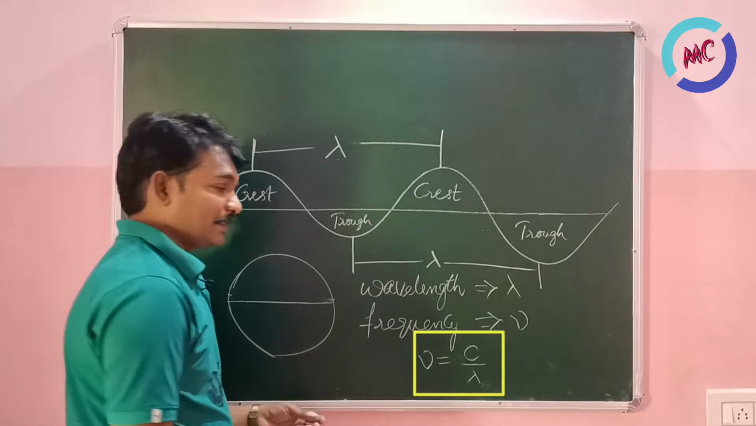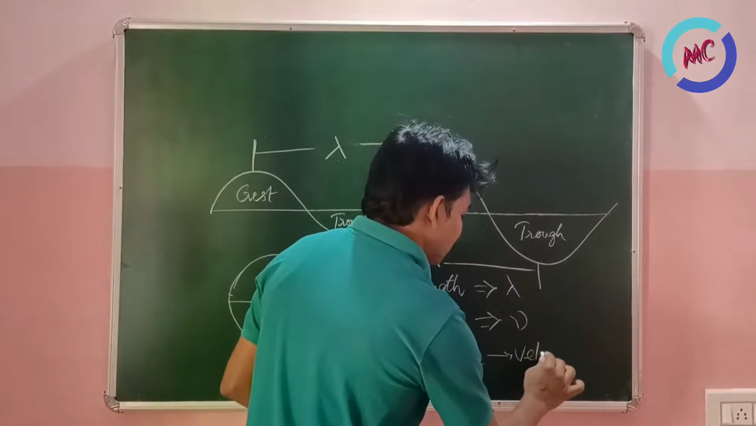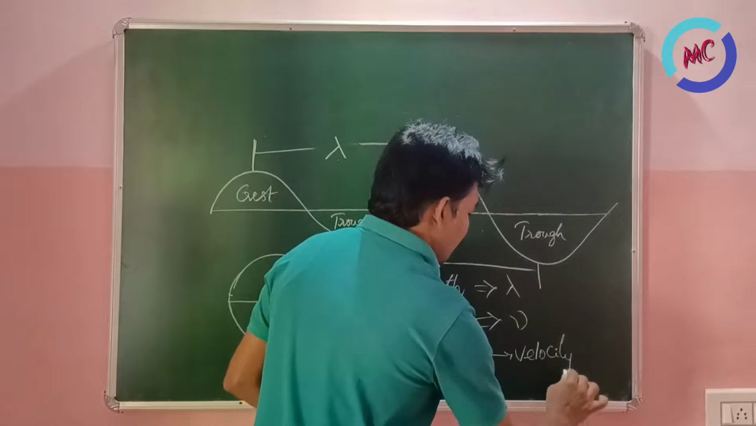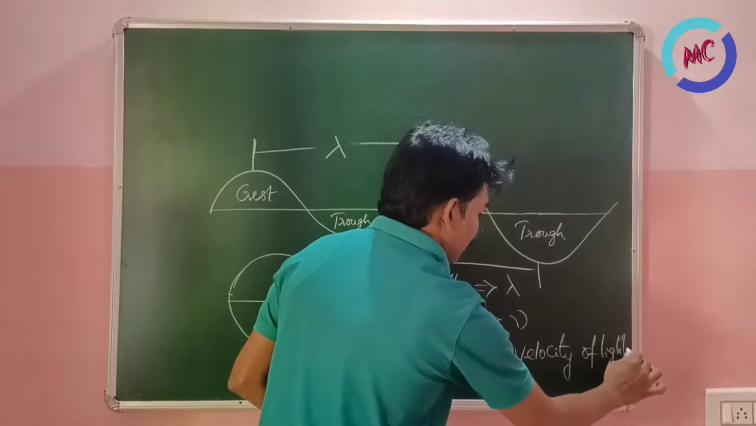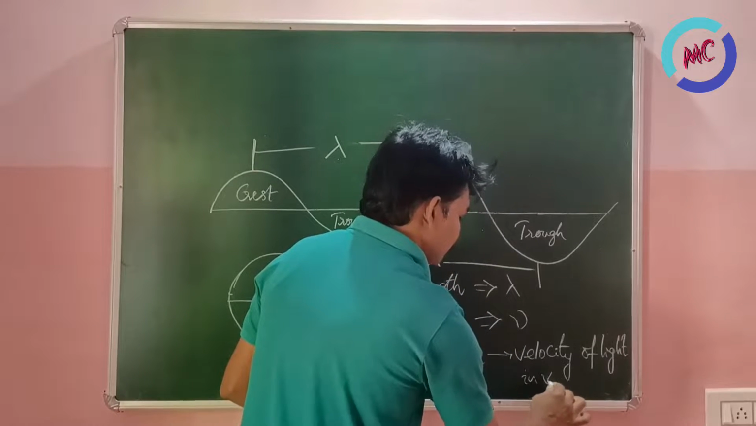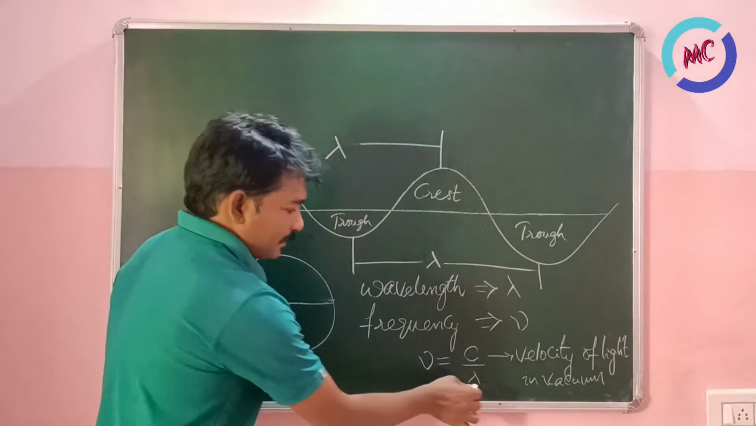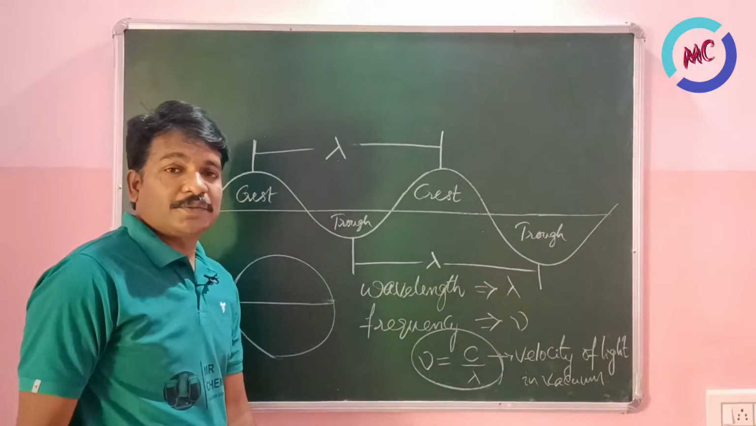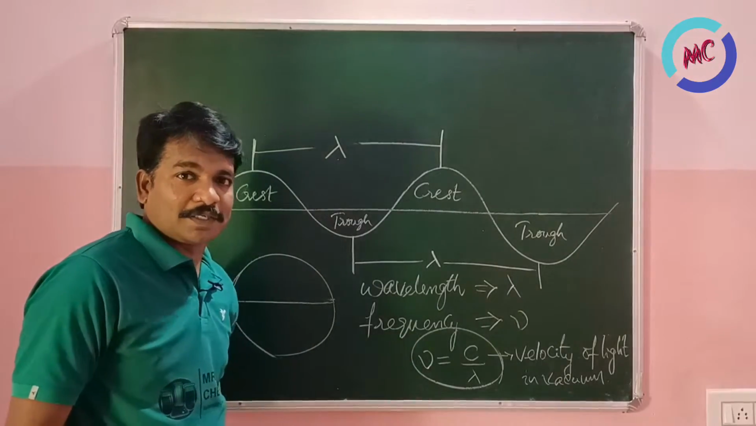What is C here? C is nothing but the velocity of light in vacuum. Based on this relation, we are going to do a few numericals on it. Okay, let us start with the first one.